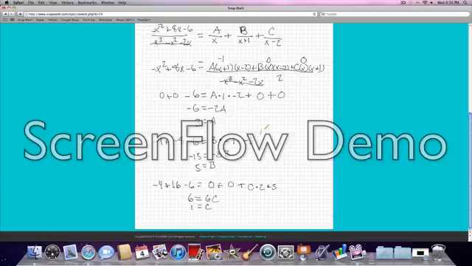So the final decomposition is going to be 3 over x plus 5 over x plus 1 plus, and then we'll plug in C, 1 over x minus 2. And that is the decomposition. And I believe on your multiple choice, that was answer B.